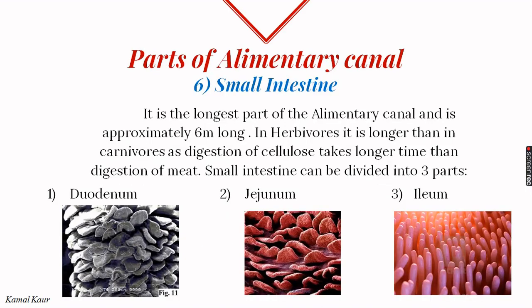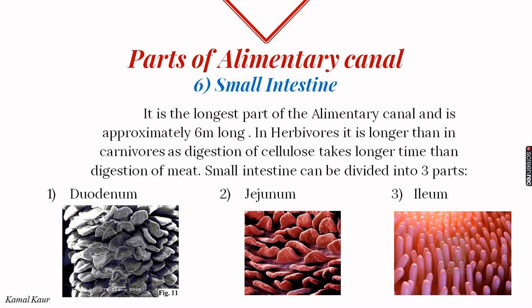The intestine is the longest part of the alimentary canal and it is approximately 6 meters long. Now in herbivores, because they need to digest cellulose which takes a very long time to get digested, the small intestine is longer, while in carnivores it is a little smaller because meat takes very little time to get digested. Now because in the small intestine digestion is completed and it also has to absorb the digested food, the inner wall of the small intestine has projections which are hanging into the small intestine.